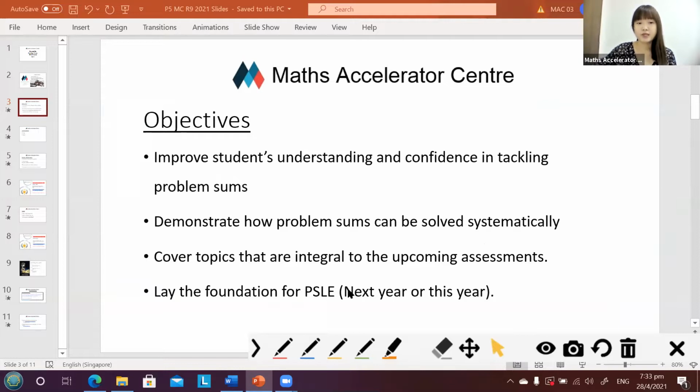We'll also cover topics that are integral to the upcoming assessments. Some of you might have finished your WA already, some of you might not have. Maybe you have mid-years coming up as well, so we'll cover some topics that are important for you to revise. This is also to lay the foundation for PSLE if you are P6 this year, and it will be relevant to you next year if you're Primary 5 this year. So it's good to start early. You have a longer runway.